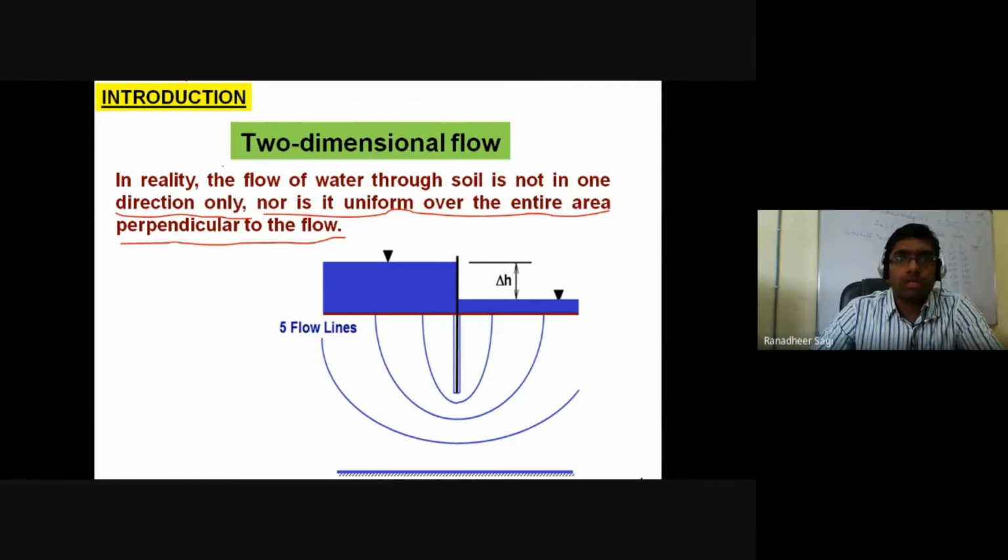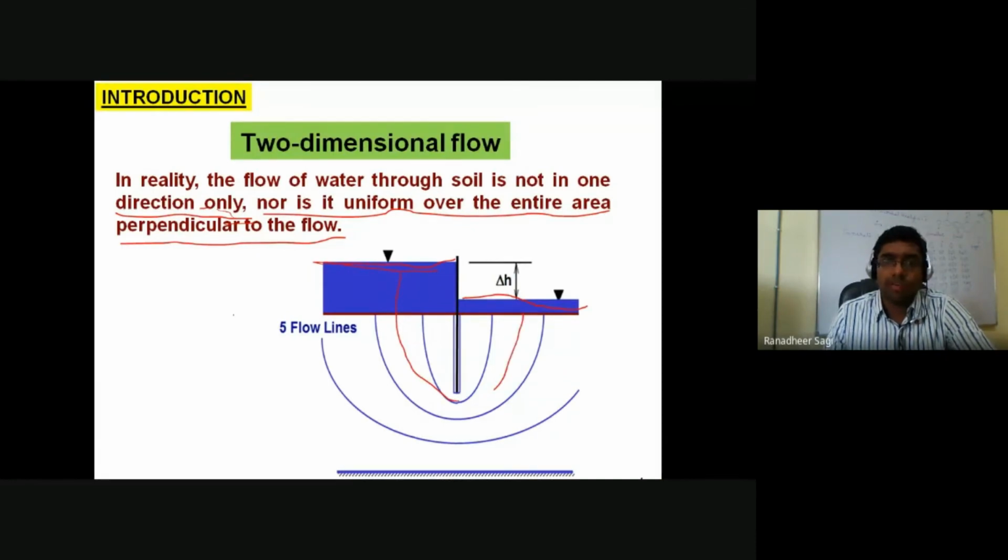Typically, in the case of two-dimensional flow, you could clearly see that this is my upstream, this is the downstream, and the flow is happening when the water tries to flow through the soil sample. The flow is expected to happen through the soil from upstream to your downstream.